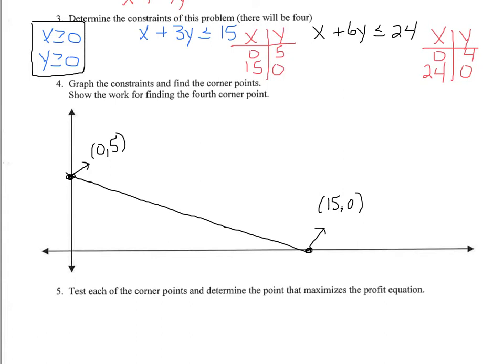Let's graph the other line. So I'm going to plot the point 0, 4, which is going to be about where 0, 5 is, a little less. Again, label stuff as you do it. So there's 0, 4. And then I have to plot the point 24, 0, which is going to be out past 15, 0.